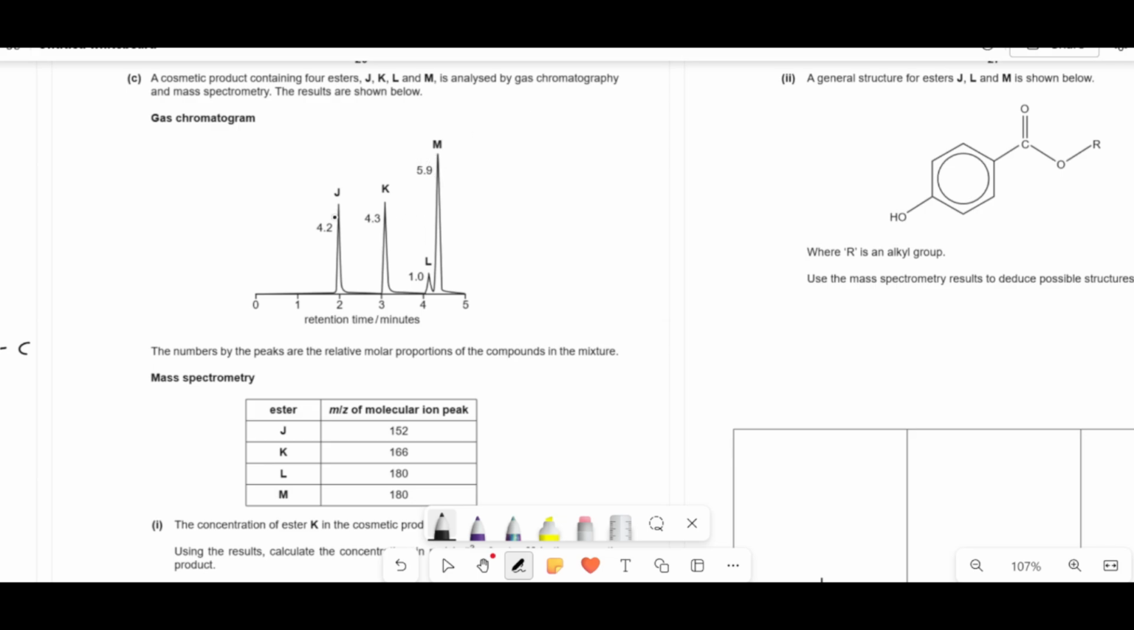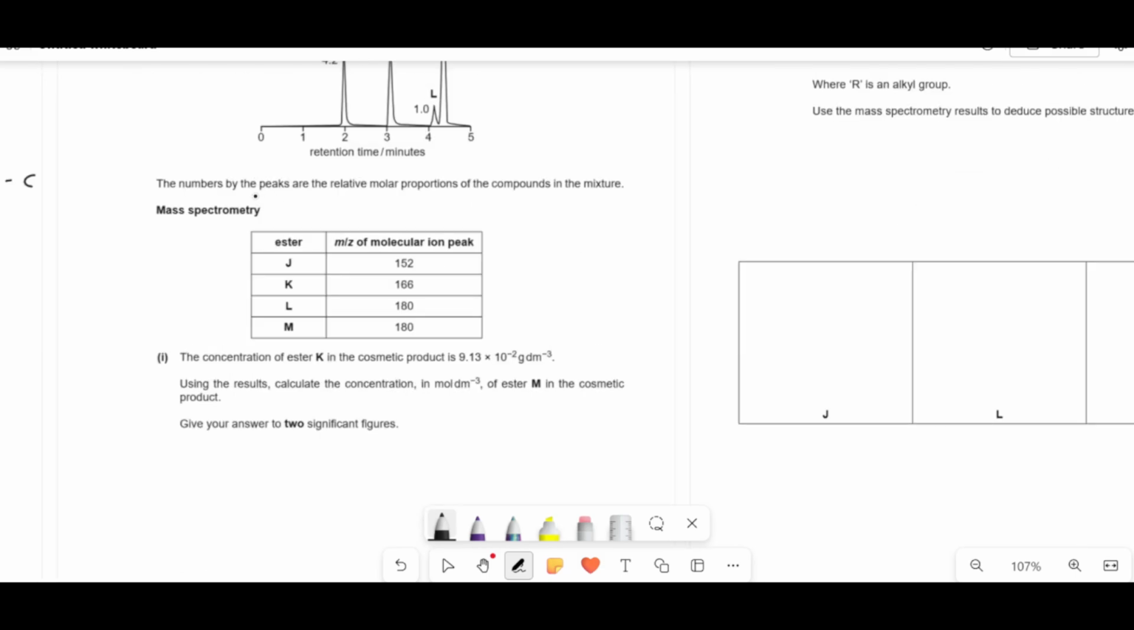So there's 4.2 times as many of one of this and so forth. It's telling you how each one is split. Oh, and also, it says the numbers by the peaks are the relative molar proportions. Then it says mass spectrometry, ester J, K, L, and M, and we've got our m/z values here. The concentration of ester K in this is about this.